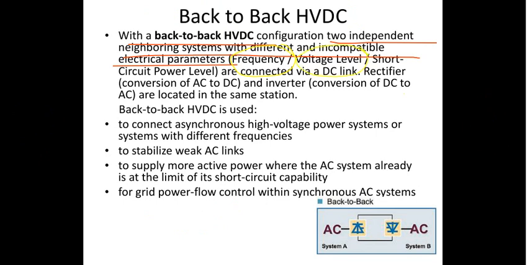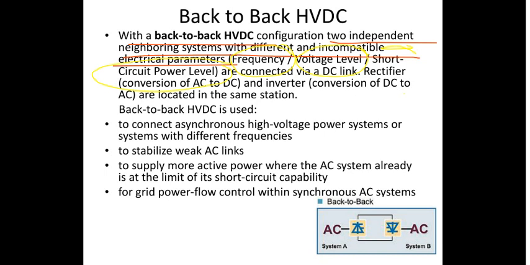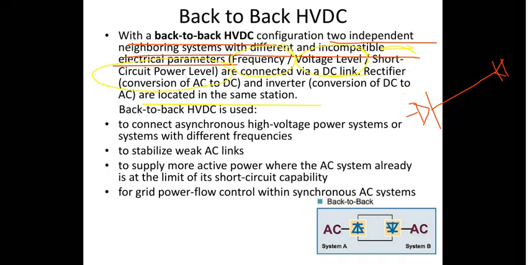Please compare it with your actual HVDC system. So your rectifier is here. You may have hundreds or thousands of kilometers of transmission line. Then you have the inverter on the other side. But here in the back-to-back HVDC converters, both the rectifier as well as the inverter are located in the same station, right?